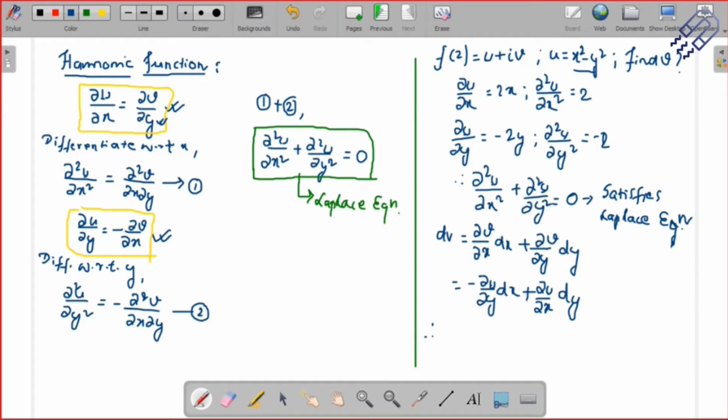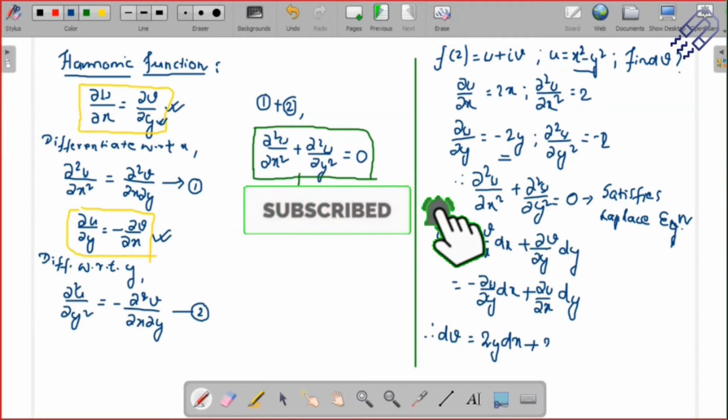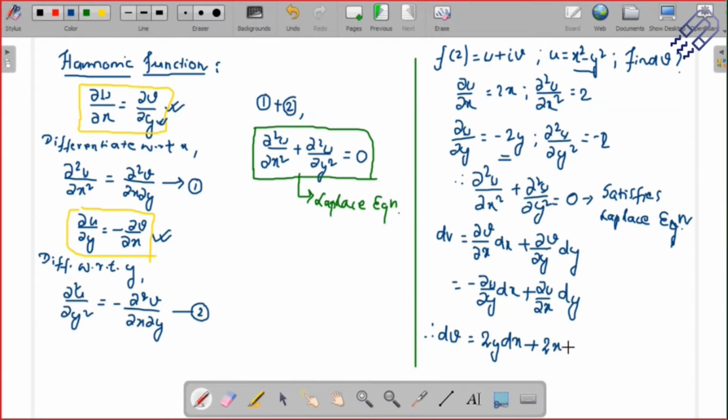It's very simple now. We can just take dv is equal to, now del u del y. Del u del y is minus of 2y, you've seen. So I can just write it down as plus 2y, minus minus is plus. So it is 2y dx plus del u del x. Del u del x is 2x. So I can write it down as 2x dy.